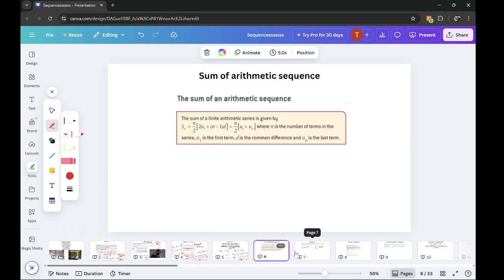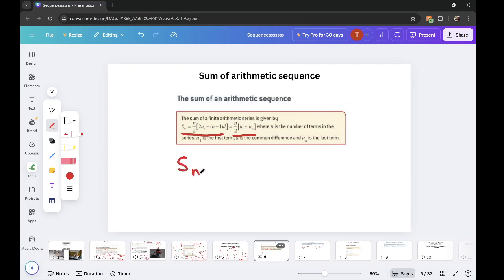So let's go through the sum of an arithmetic sequence. This is the equation for the sum of the arithmetic sequence. There's 1 and then there's 2. So I'm going to go through both of them for your own convenience. The most common formula that we use is S of n, the sum of n terms in an arithmetic sequence, which is n over 2 times 2 times the first term plus n minus 1 times d, and this entire thing multiplied by n over 2. This is the most common formula, and I'll tell you why in a bit.